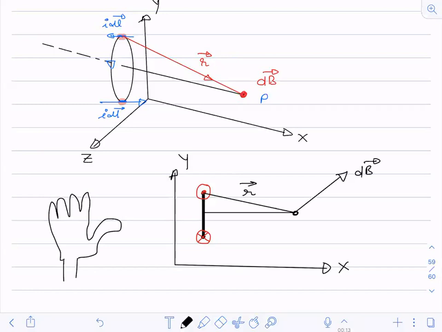Now draw the perpendicular. So you have stretched your palm like this. This thumb should point towards the direction of current. These fingers will be pointing towards the point P over here. Now you have to draw the perpendicular on the palm. Do you understand this much?